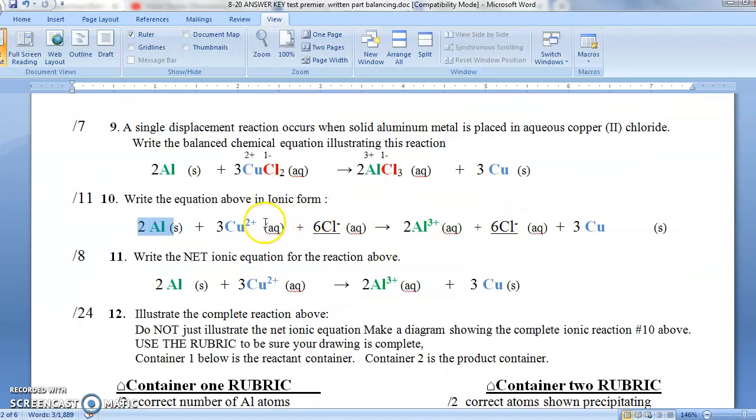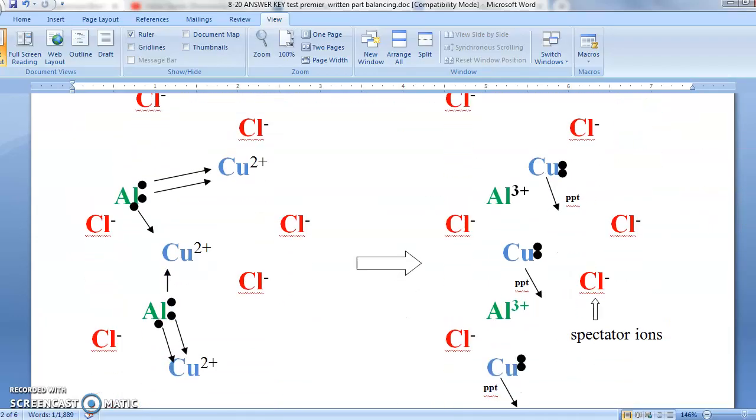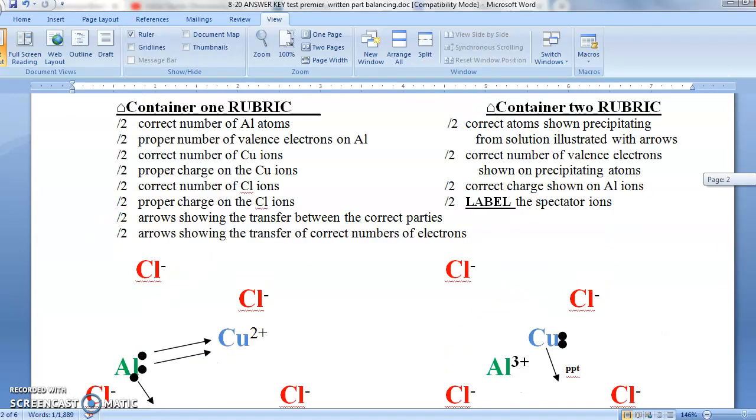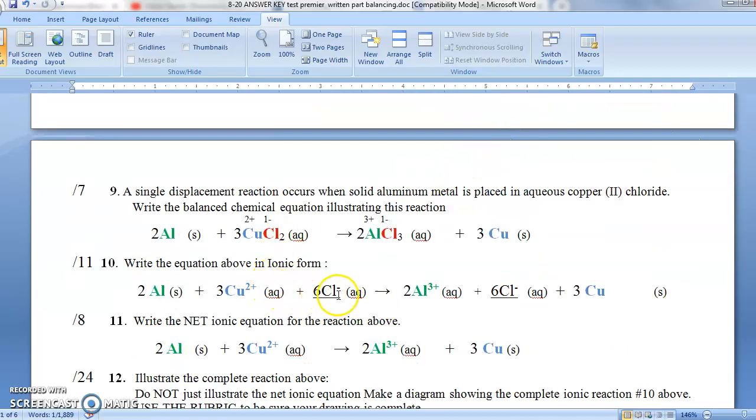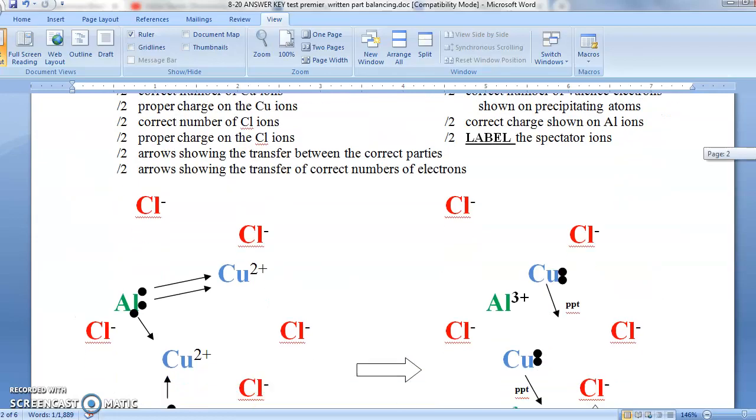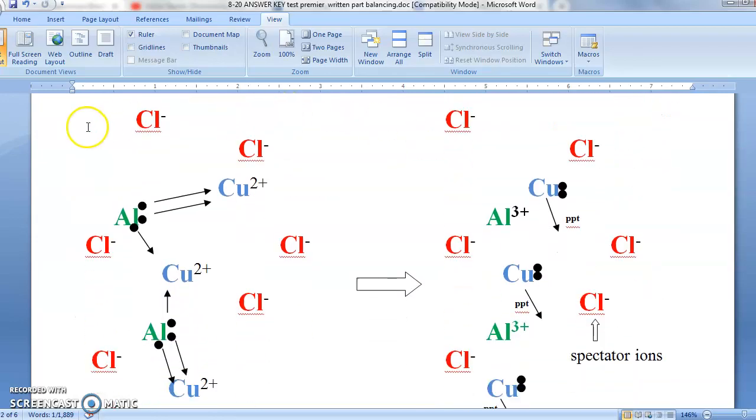What else did we have here? We had 3 Cu2 pluses floating around. There's one of them. There's the other one. What else did we have floating around? We had 6 Cl minuses floating around that did nothing. Where are they? 1, 2, 3, 4, 5, 6.